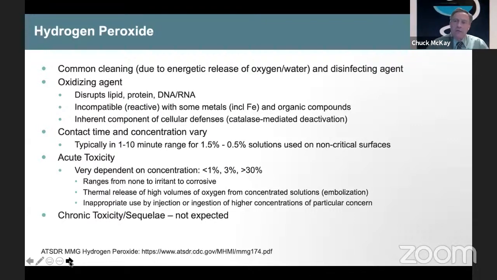So as Dr. Haynes mentioned, when you are applying these substances as disinfectants, you need to make sure that they have an adequate contact or dwell time in order to do their job. And that job depends on what it is you're trying to kill.